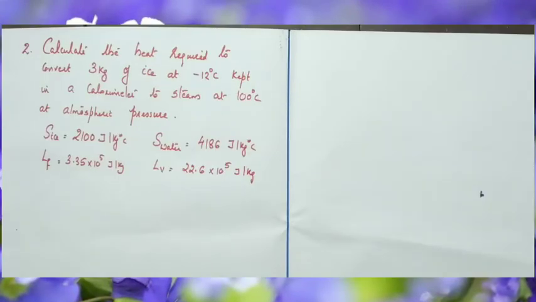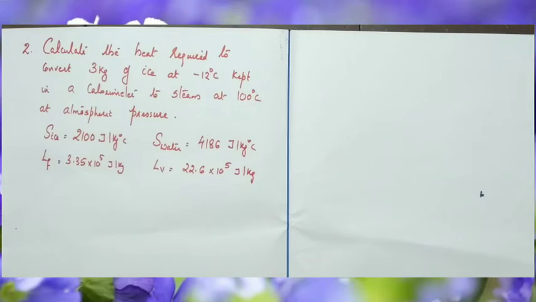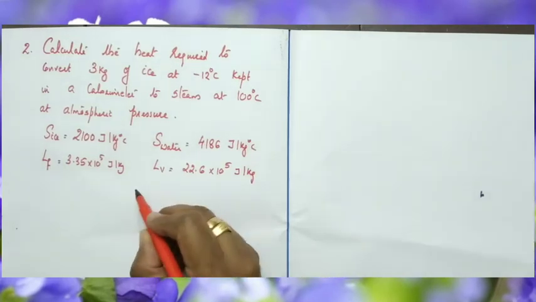Calculate the heat required to convert 3 kg of ice at minus 12 degrees Celsius kept in a calorimeter to steam at 100 degrees Celsius at atmospheric pressure. Specific heat capacity of ice is 2100 joule per kilogram degree Celsius. Specific heat capacity of water is 4186 joule per kilogram degree Celsius. Latent heat of fusion is 3.35 × 10^5 joule per kilogram. Latent heat of vaporization is 22.6 × 10^5 joule per kilogram. So, these are the values given.